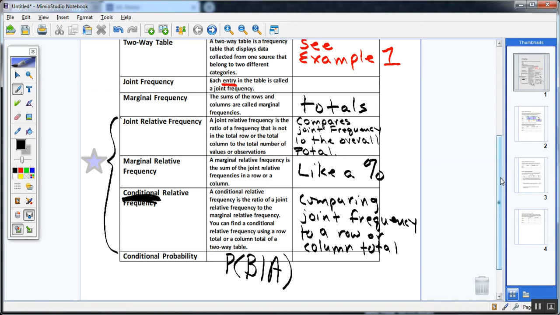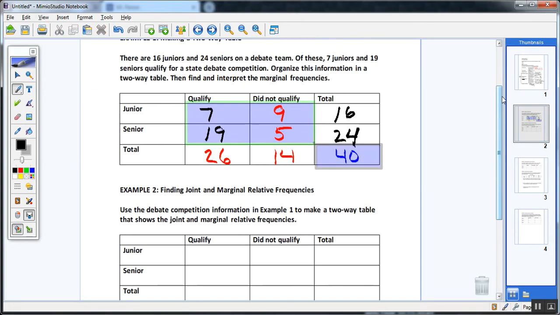All right, so let's talk about what this means. Okay, this is a row total. All right, so this row total of 16 means that there are 16 what? Juniors. Okay, what's this marginal frequency of 24 mean? Seniors. That was the number of total seniors. Okay, this is an overall total. Is it okay if I write OT down here for overall total? Overtime? No, overall total.